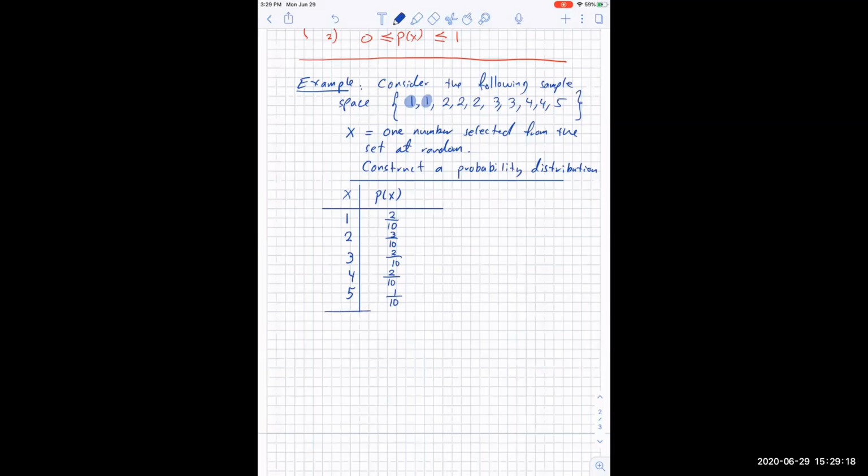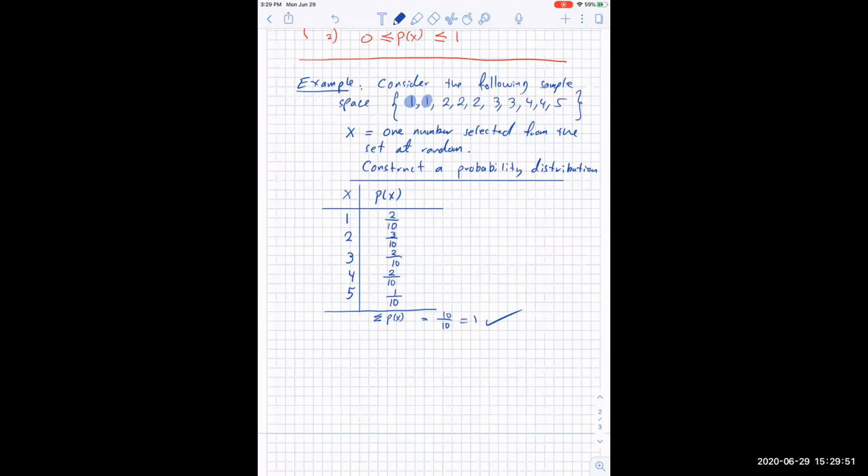Check. What about the sum? Is it 10 out of 10? Yes: 2, 5, 7, 9, 10. That's 1. Check. Are all these probability values positive and less than 1? Yes. So this is a valid probability distribution of X.